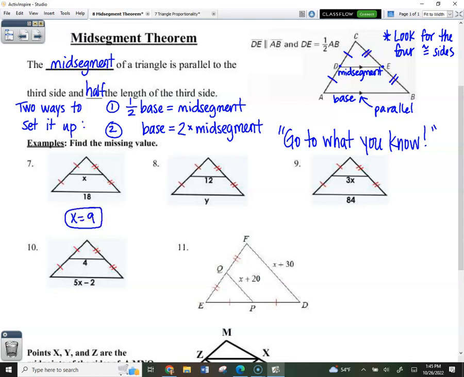All right, go to number 8. Go to what you know. You know the mid is 12. Then that means the base would be 24.